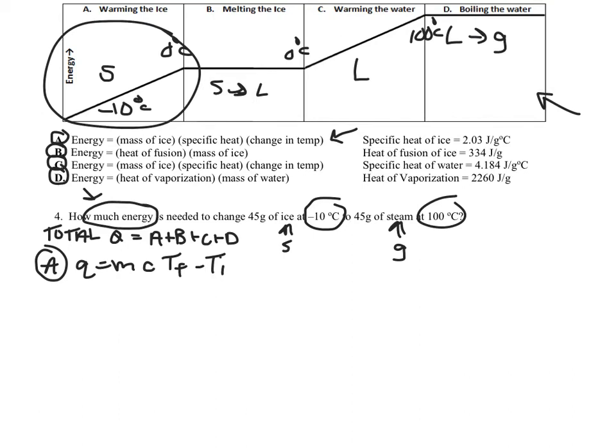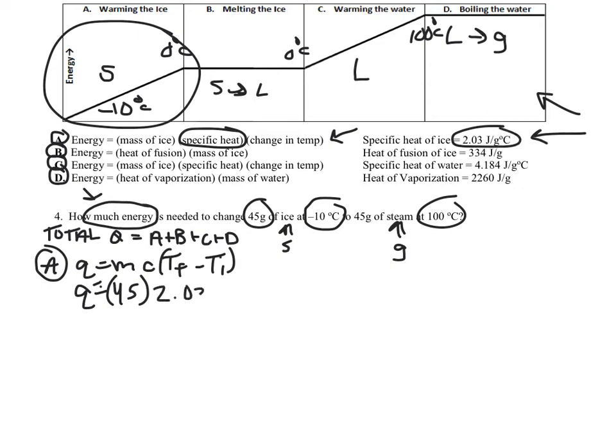We are changing our temperature and we're looking for total energy, so we need to use Q equals MC delta T. Now, the mass that I'm using for my ice is 45 grams, right? Since I'm dealing with ice, I need the specific heat specifically of ice, which is 2.03. And I have to look at the change in temp.